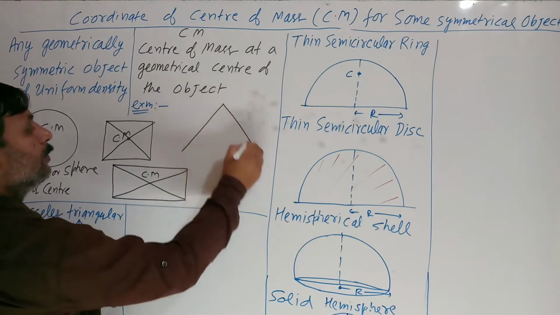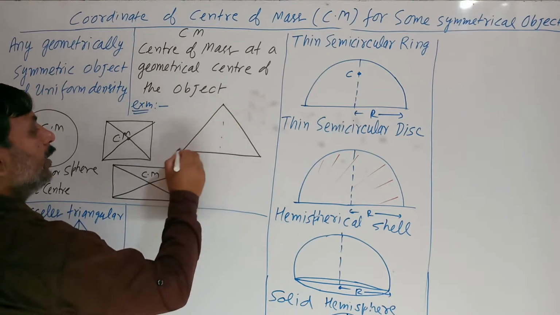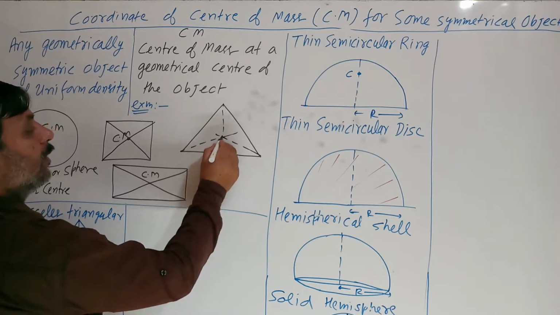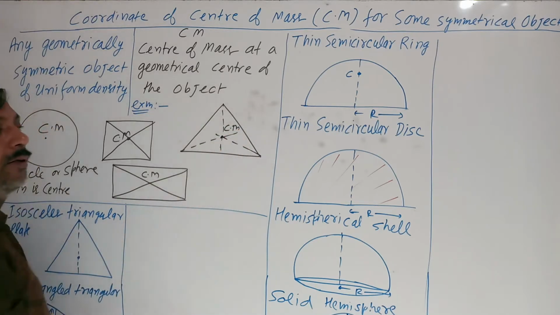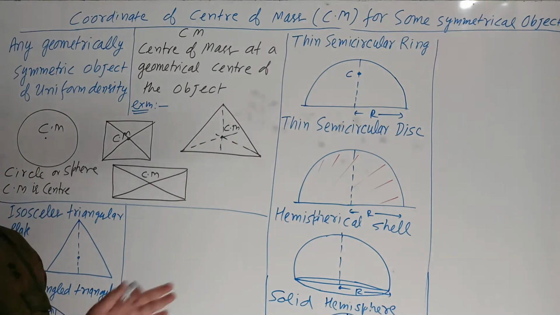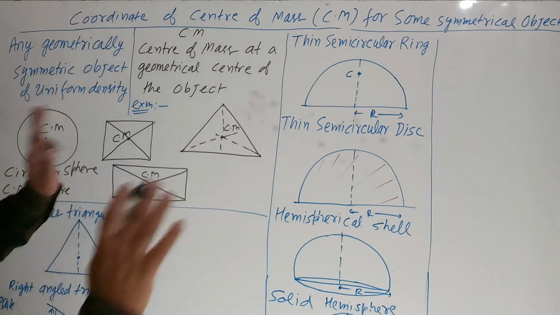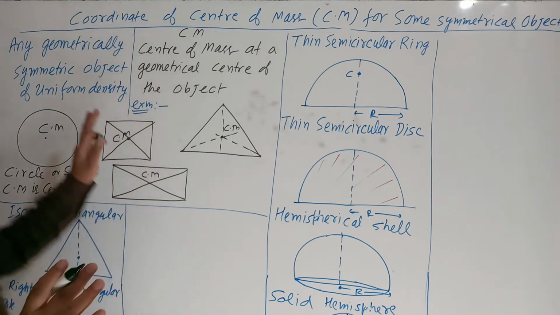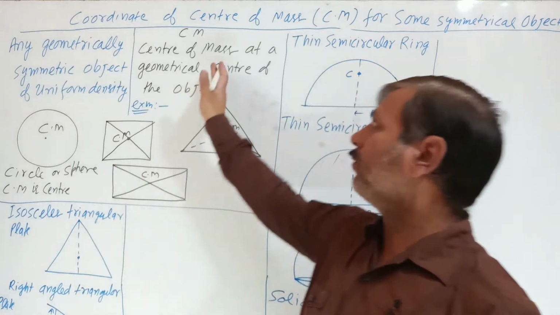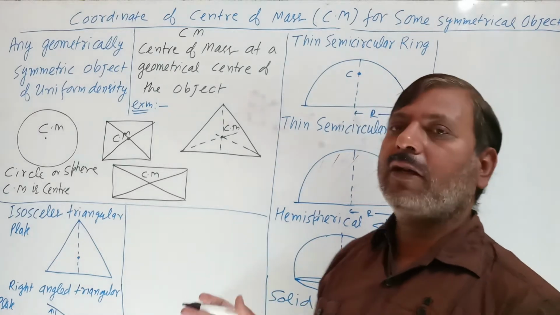For an equilateral triangle, the center of mass will be the centroid. For any triangle, the center of mass will be the centroid of that triangle. So this will be the center of mass. For the center of mass of a symmetrical object, how are we finding it? It is the geometrical center of that object.